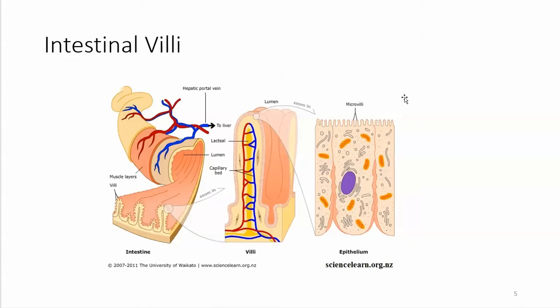The intestinal villi are small finger-like projections of tissue. They increase the surface area of the small intestine and contain specialized cells that transport substances into the bloodstream. They are essential for the absorption of digested material. So here is a villus right here.